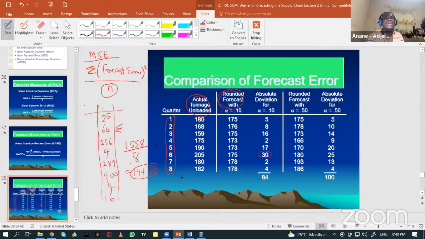Beatrice is saying, please, since we know the error to be 84, why didn't we square them? No, the formula is saying that you square every forecast error, and sum them together. So this is a forecast error, this is a forecast error, this is a forecast error. You need to square each one of them, and when you are done, you add them together before you can get the top here.